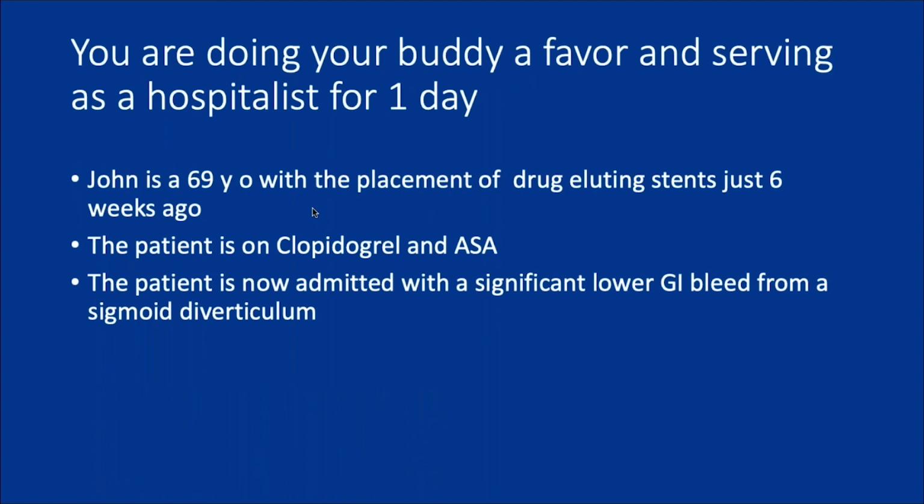You're doing your buddy a favor and working as a hospitalist for one day. John is a 69-year-old with a placement of a drug-eluting stent just a few weeks ago. He's on clopidogrel and aspirin, and the patient is now admitted with a significant lower GI bleed from a sigmoid diverticulum. And we all know that these drug-eluting stents need to be in combination with clopidogrel and aspirin or something for a lengthy period of time, usually a year, sometimes 2 years.